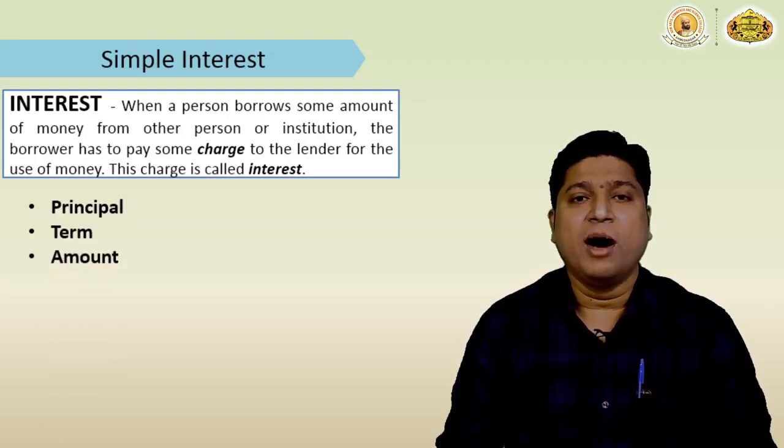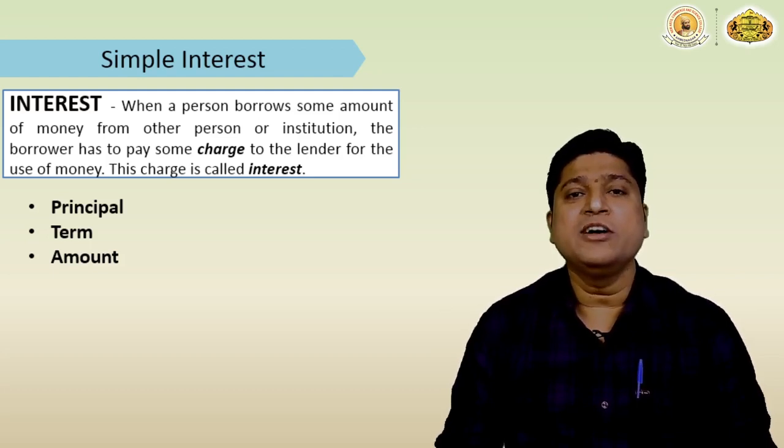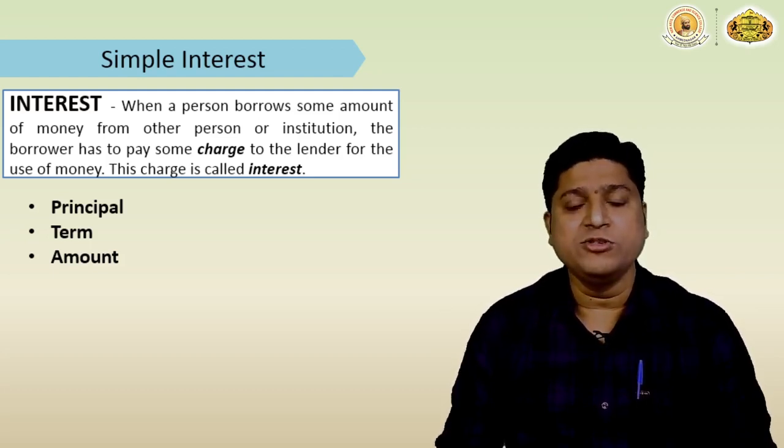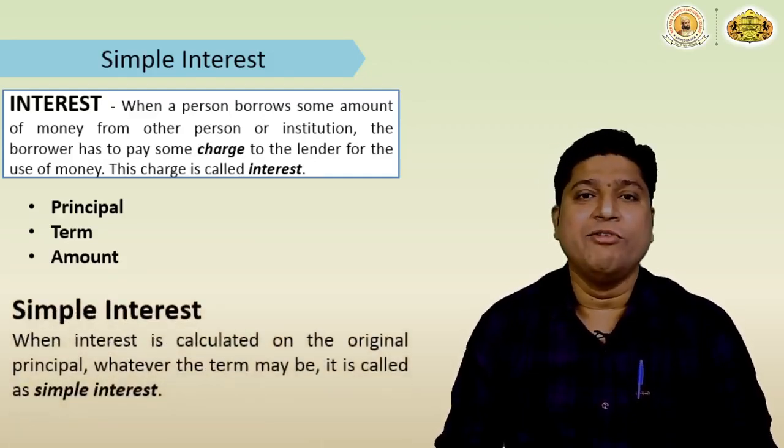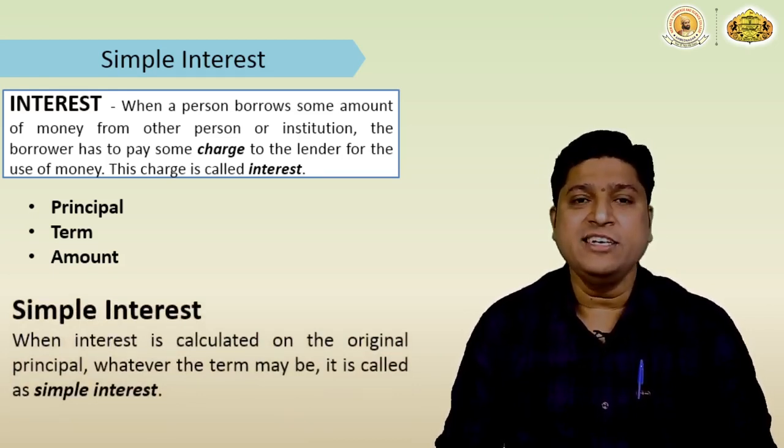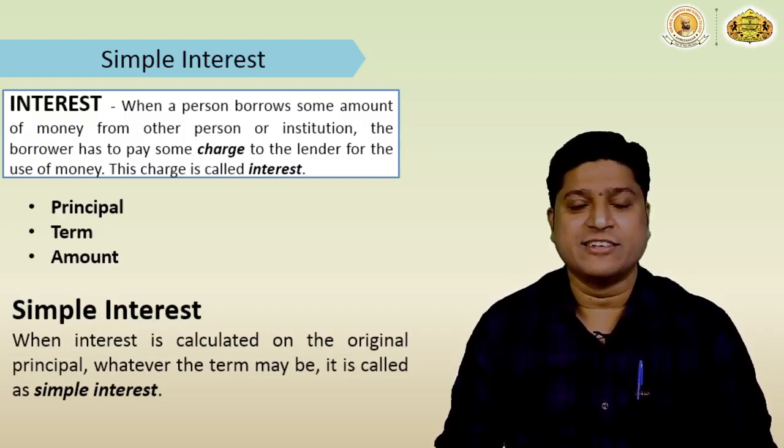Then amount. Amount is the total sum returned by the individual to the lender, the institution, or the bank. This sum consists of principal plus interest, and it is called amount. Now, my dear students, we will understand the concept of simple interest. When the interest is calculated on the original principal, whatever may be the term, it is called simple interest.